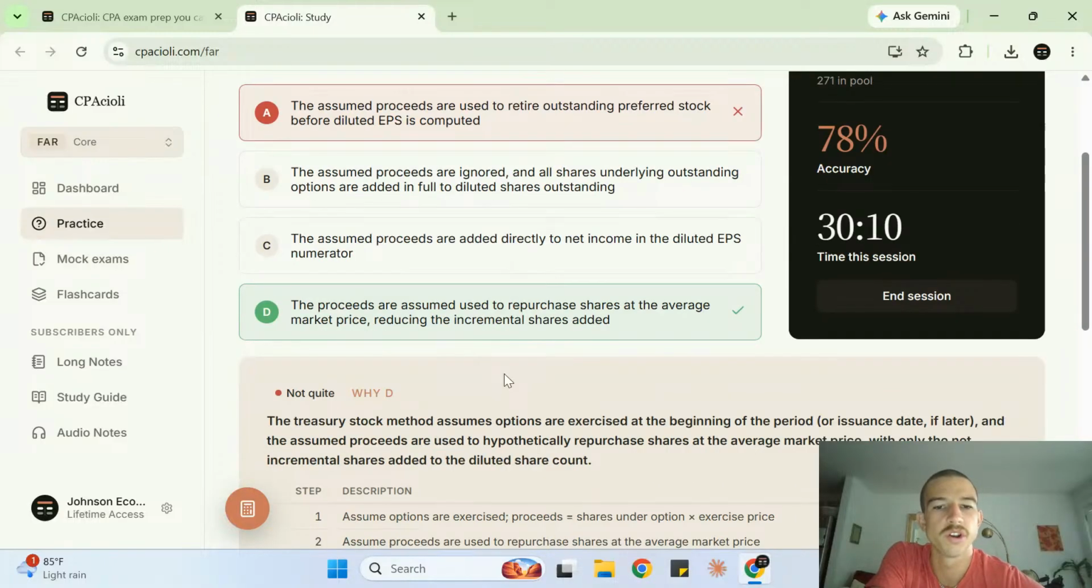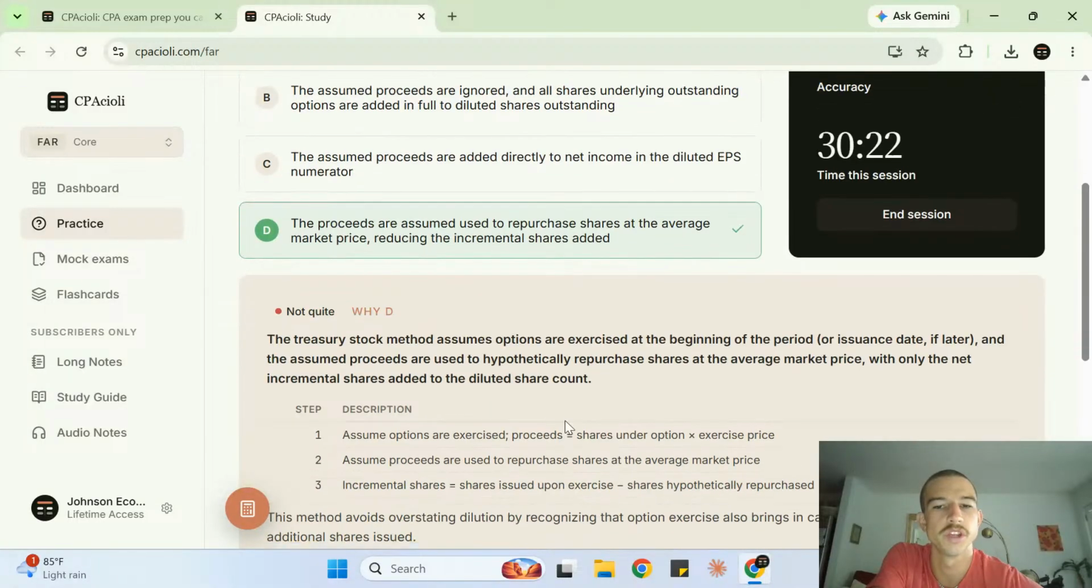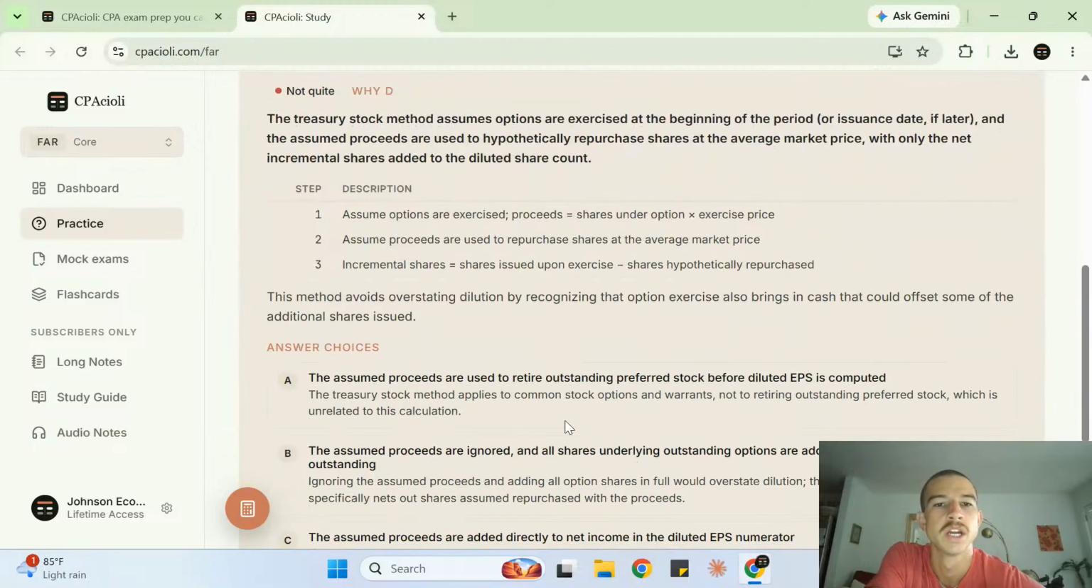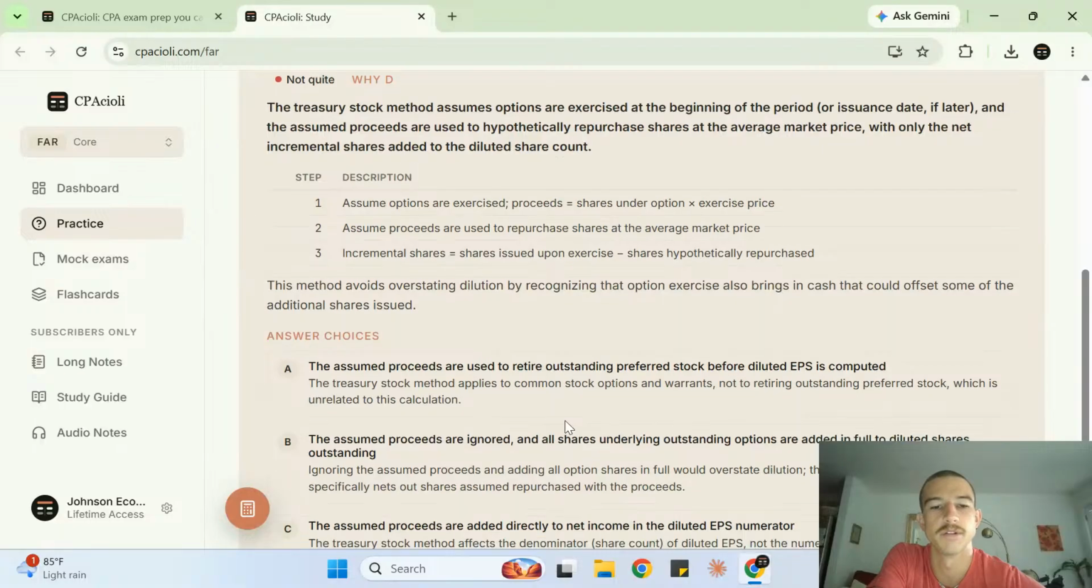The proceeds are assumed used to repurchase shares at the average market price, reducing the incremental shares added. The treasury stock method assumes options are exercised at the beginning of the period, and the assumed proceeds are used to hypothetically repurchase shares at the average market price, with only the net incremental shares added to the diluted share amount.